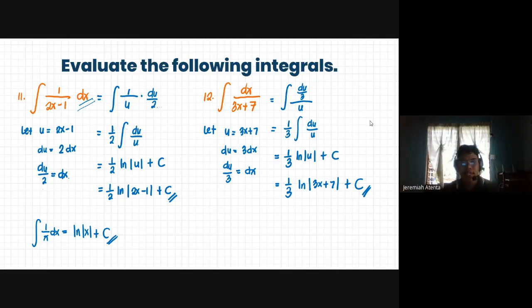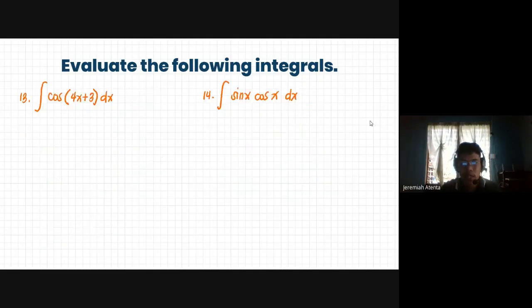Okay, none, none. Now, I think this is for the last one. For the, ano pala, mga trigonometric functions. Okay? So we have to evaluate the integral of cosine 4x plus 3dx. Ayan. Now take note, we only know the integral of cosine, right? Cosine x. What is the integral of cosine x?